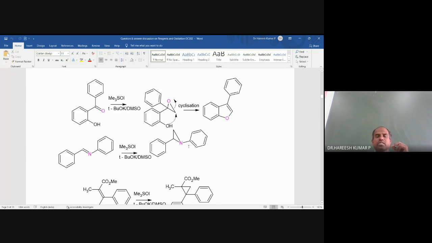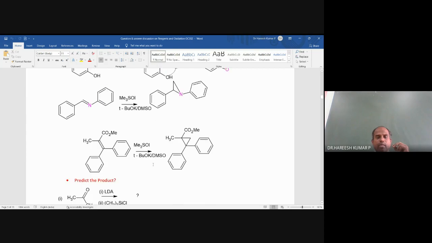Okay, so once the azirine is formed, what is the name of this compound? 1, 2, 3. Okay, 1,3-diphenyl azirine is the name of this compound. And here also you can observe an ester compound and a double bond. So double bond means alpha beta unsaturated ester. Alpha beta unsaturated ester, when it is treated with Corey halide.